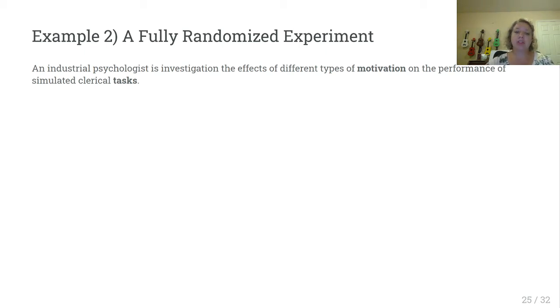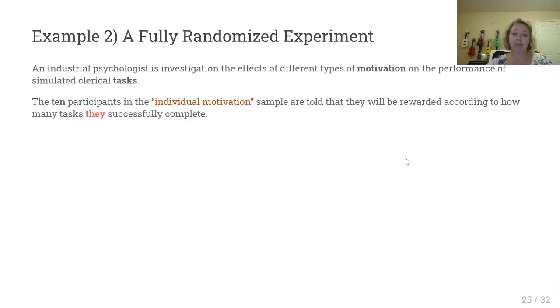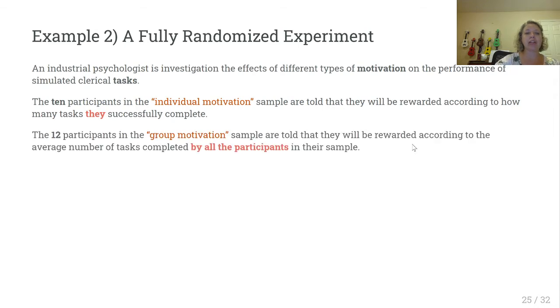So this psychologist wants to know if you would do better if you were individually motivated. Here we have 10 participants that are told they're going to be rewarded or paid based on how many tasks they completed, their own number of completed tasks. And we're going to compare that to another group, which happens to have 12 people in it, who are told that they are going to get rewarded or paid based on how much their whole group finishes in the time allotted. So then we want to know, does motivation affect tasks completed?